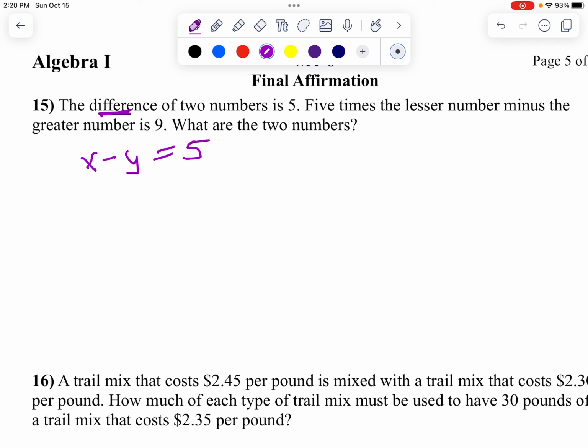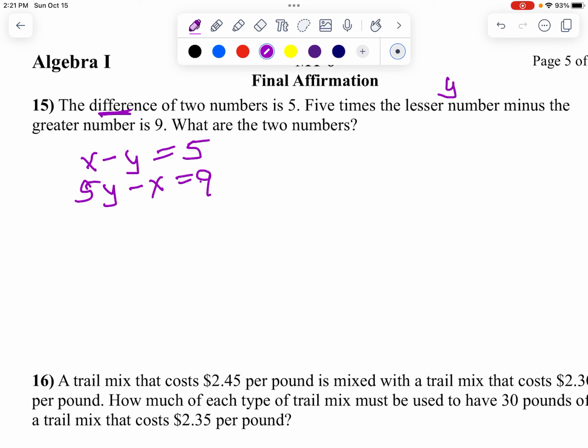5 times the lesser number. Well, your lesser number is going to be y, isn't it? So we're going to say 5y minus the greater number, so minus x equals 9. We want to find the two numbers again.